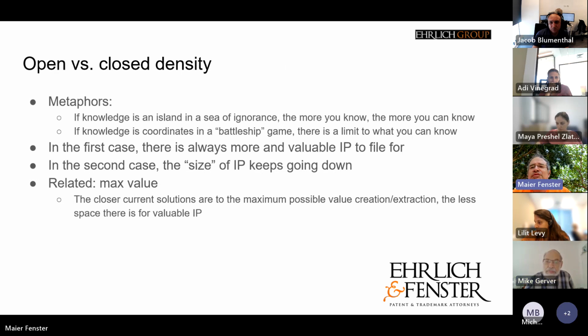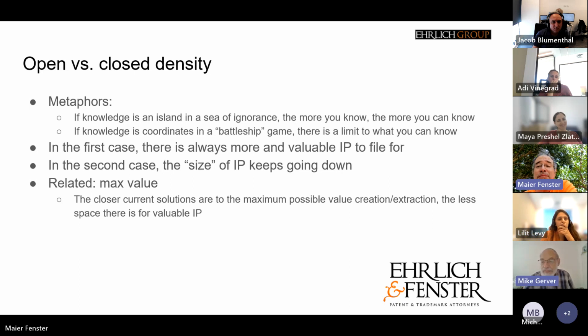Now, there's two types of densities, and I'll give you two different metaphors to look at it. In one of them, think about a desert island in the middle of the ocean. Well, the more you know, the bigger your beaches and the more you can know. So even if the density is going up and up and up, so is the potential space you can go in. But in a different type of world, it's more like the game Battleships.